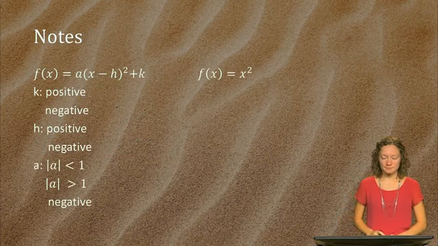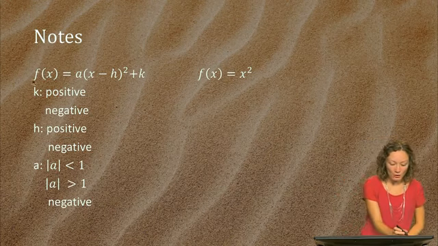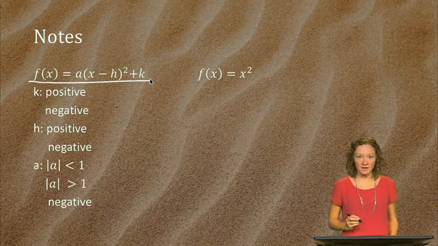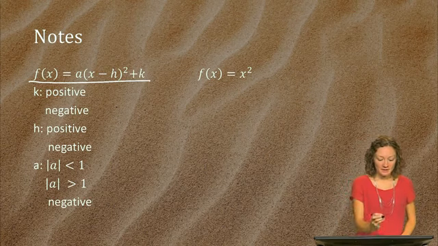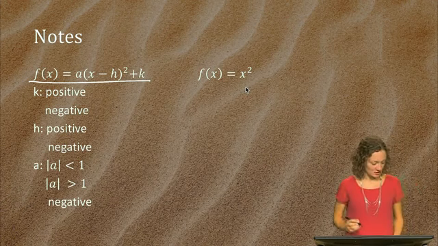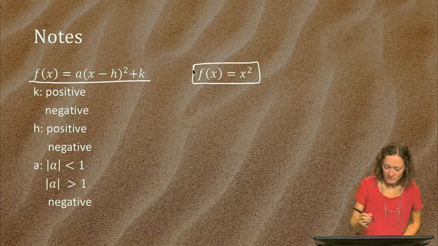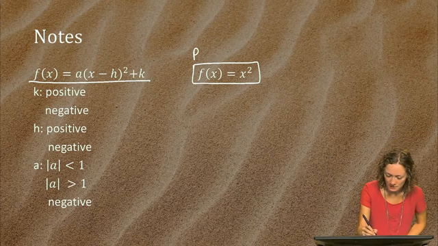Okay, so our notes. Our notes are really where we're going to come up with what these modifications are. So again, our ultimate goal is to be able to graph quadratics of this form, a times the quantity x minus h squared plus k. So let's first get an idea of what the parent function looks like. This right here, this is your standard x squared. We want to know what just that basic graph looks like. This one is called the parent function.